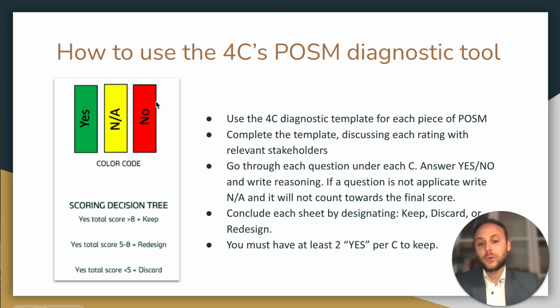So the score you can see over here, the scoring decision tree. If you have more than 8 yeses, it would be a great design and you can keep the design. If you have a yes total score between 5 and 8, you should probably redesign the POSM because then it might not fulfill all the criteria that you are looking for. If you have a yes total score that's below 5, you should really discard this POSM because then it will not have the impact that you are looking for and it would basically just be something that you're wasting money towards. So this would be how to use the 4 Cs POSM diagnostic toolkit, and the template will show in another video.